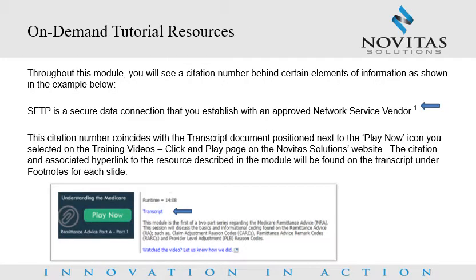Throughout this module, you will see a citation number behind certain elements of information as shown in the example below. This citation number coincides with the transcript document positioned next to the Play Now icon you selected on the Training Videos Click and Play page on the Novitas Solutions website. The citation and associated hyperlink to the resource described in the module will be found on the transcript under footnotes for each slide.